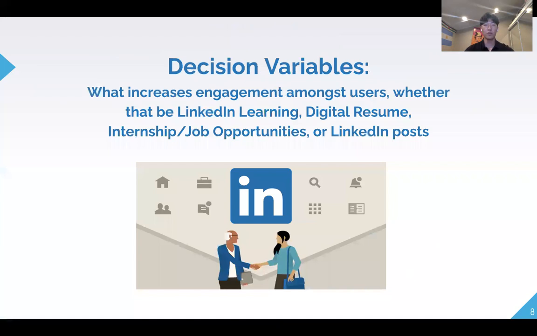And for the decision variables, we'll be talking about what increases engagement amongst users, whether that be LinkedIn Learning, digital resume, internship and job opportunities, or LinkedIn posts. And in turn, those objectives and decision variables help increase the amount of users and profits for the LinkedIn company.